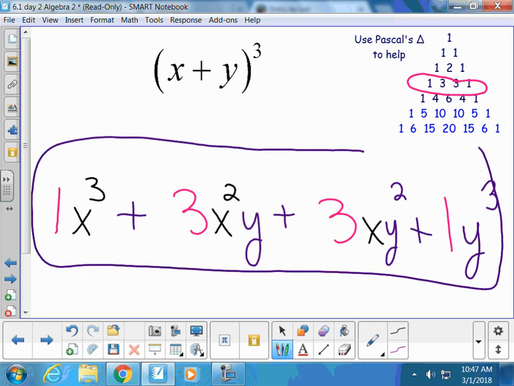If you really want to erase unnecessary ones, you don't absolutely need this one. I erased more than I wanted to. You don't absolutely need this one out front either. That's it. So you just saved a ton of time because foiling out 3 binomials would take a lot of foil.